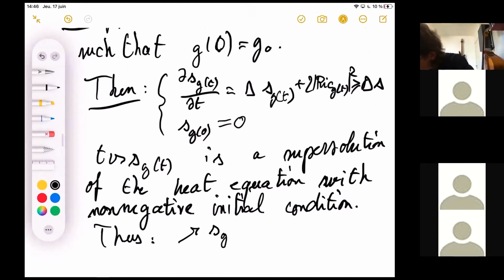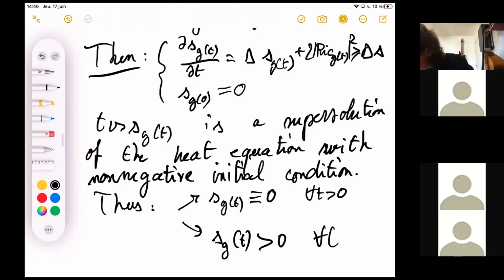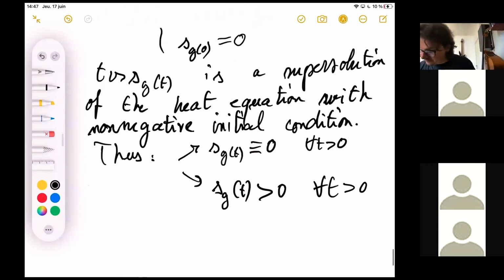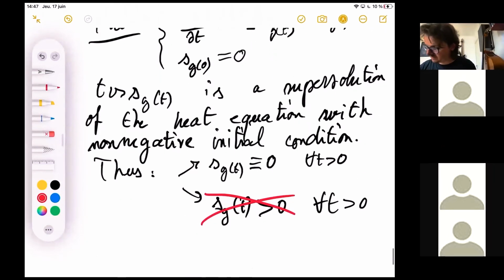Thus, we have an alternative. Either S of g of t is identically equal to 0 for t positive, wherever it makes sense, or S of g of t is strictly greater than 0. So this is the strong maximum principle. The weak maximum principle will tell you that starting with something non-negative will give you a non-negative solution afterwards. And the strong one will tell you that it will become immediately strictly positive, or otherwise it will stay at 0. But this is not possible, since we have assumed that M has no metric with positive scalar curvature.